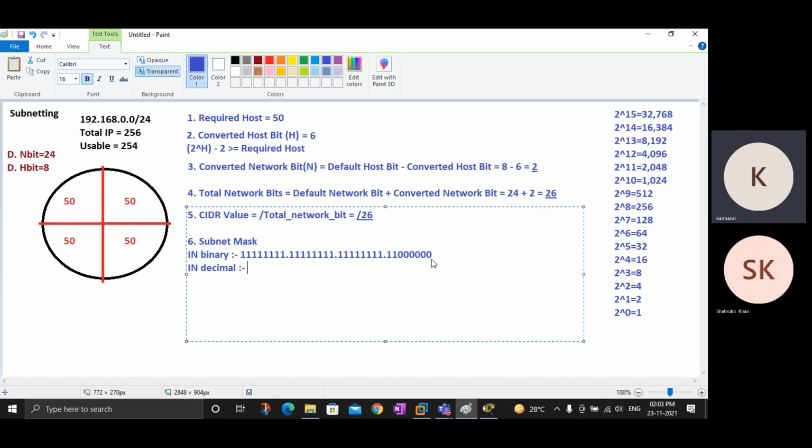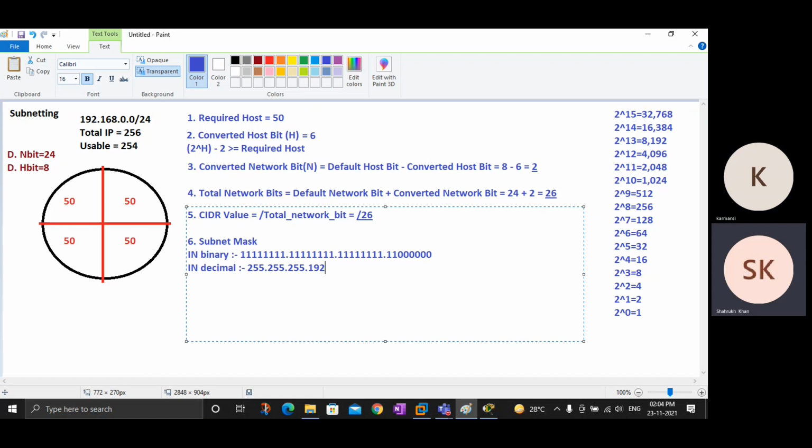So the first three are 255, 255, 255, and the other one is 192. The last one will be 192. So this subnet mask will be the subnet mask for the new subnetworks which we will be creating here. Okay, we got it.